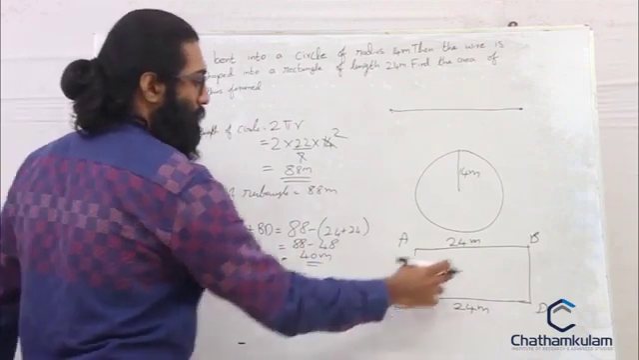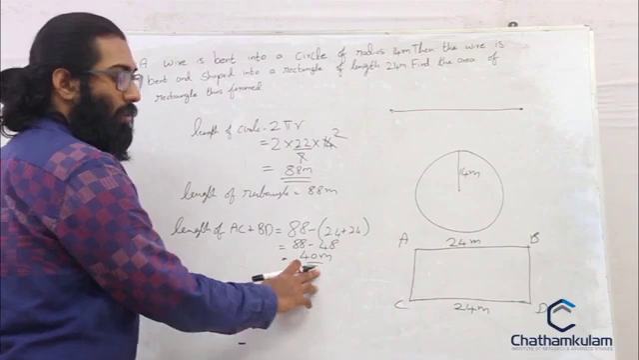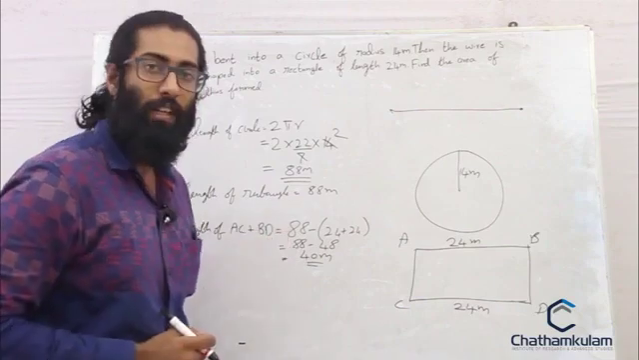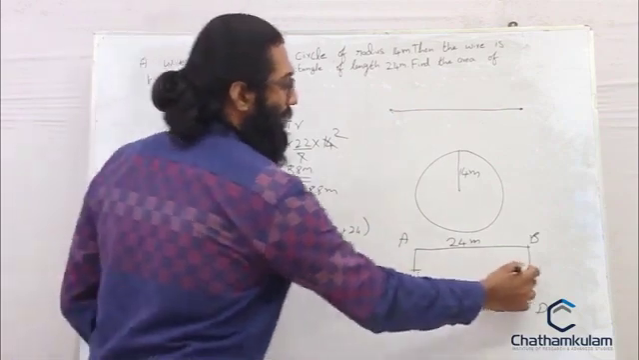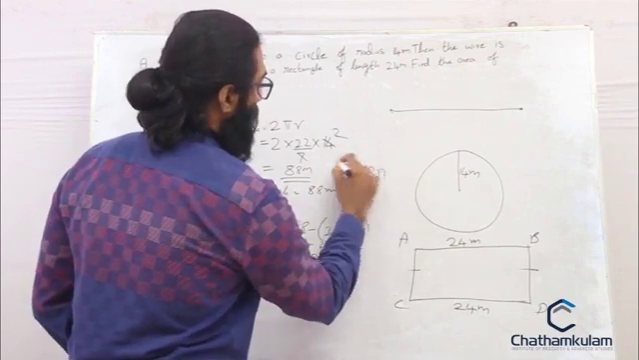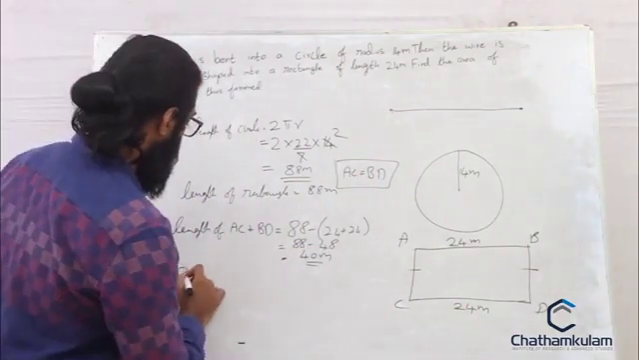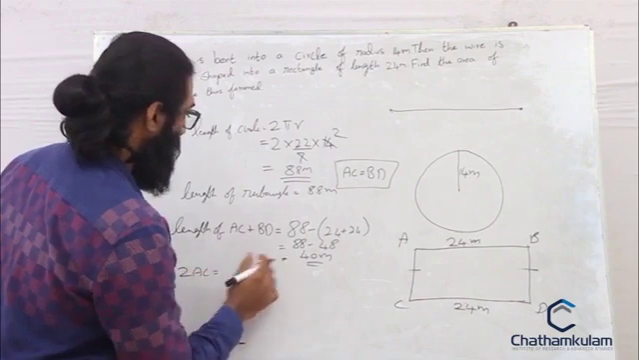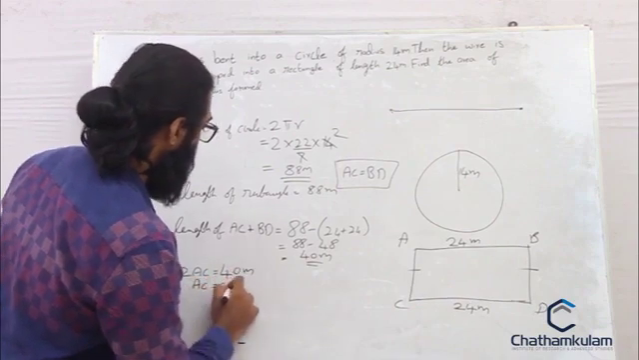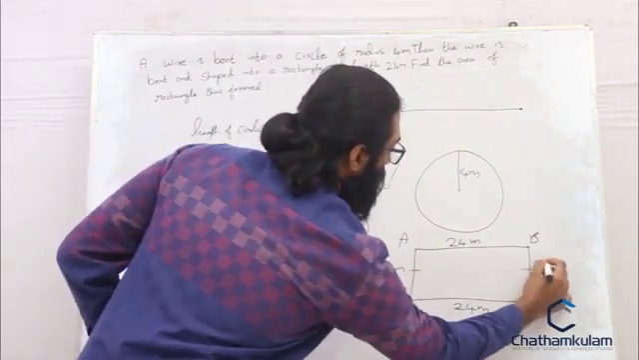So the length of AC plus BD equals 40 meter, but we know the properties of the rectangle. What is the properties of the rectangle? That opposite sides are equal. So this side and this side are equal, that is AC equals BD, right? So we can write, since AC equals BD, 2AC equals 40 meter. Therefore AC equals 20 meter. Okay, we got this side as 20 meter and this is 20 meter.